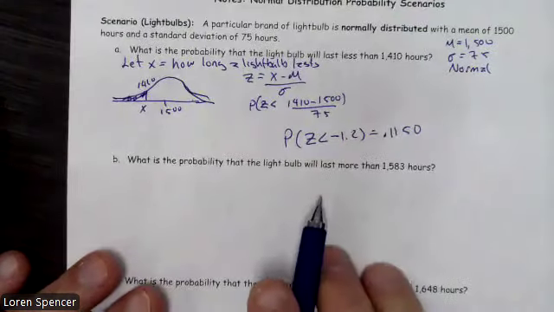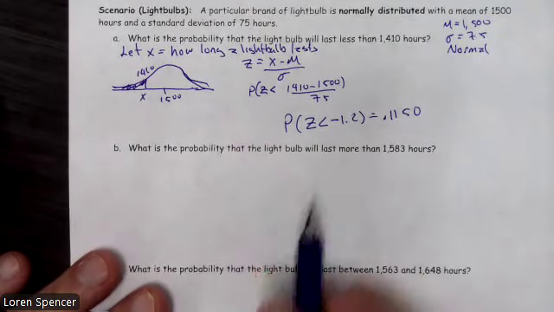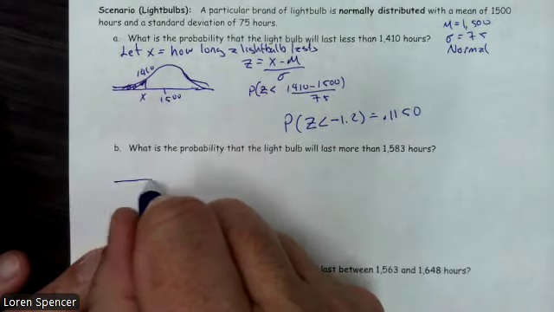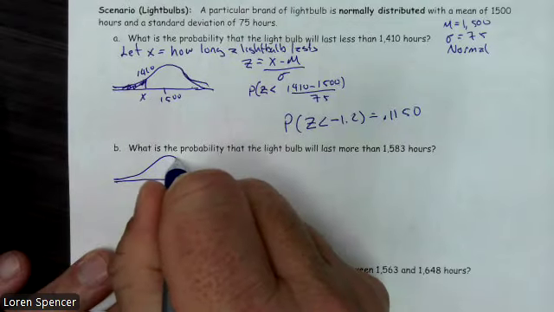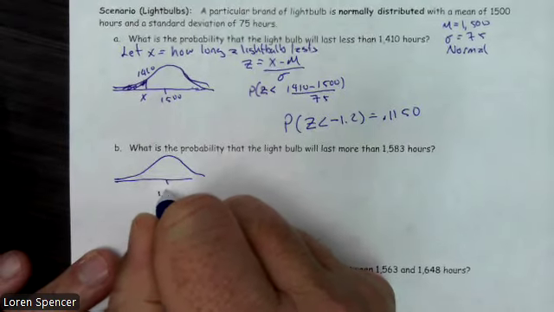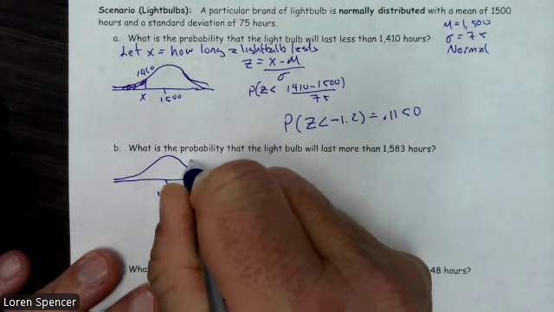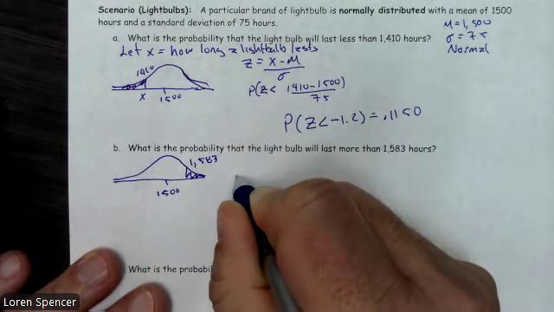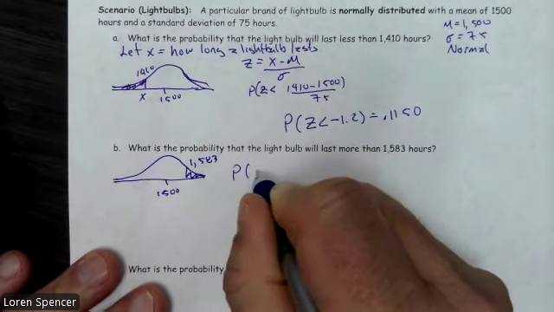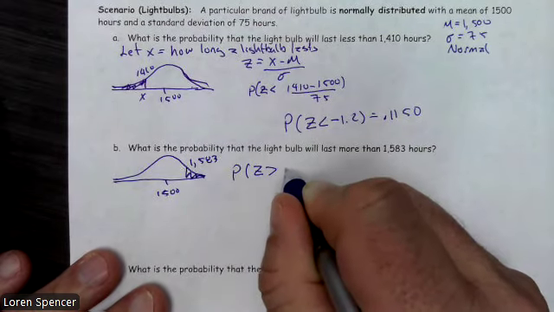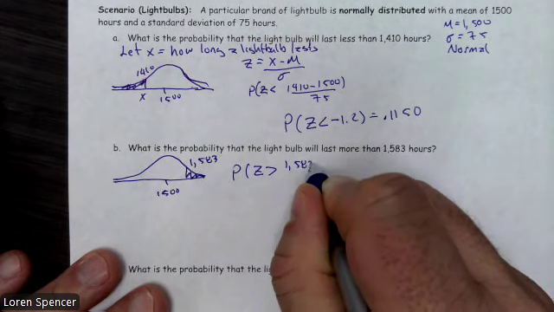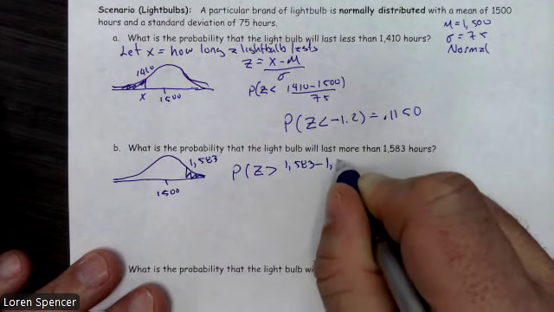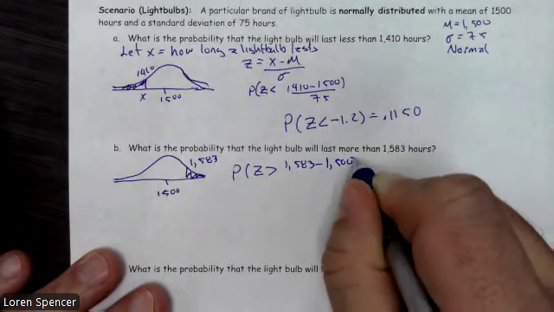All right, what's the probability the light bulb will last more than 1,583 hours? So once again, we draw our picture. This is 1500. We want 1,583. We're shading up. So the probability that z is greater than 1,583, that's our x, minus our mean of 1500 over our standard deviation of 75.